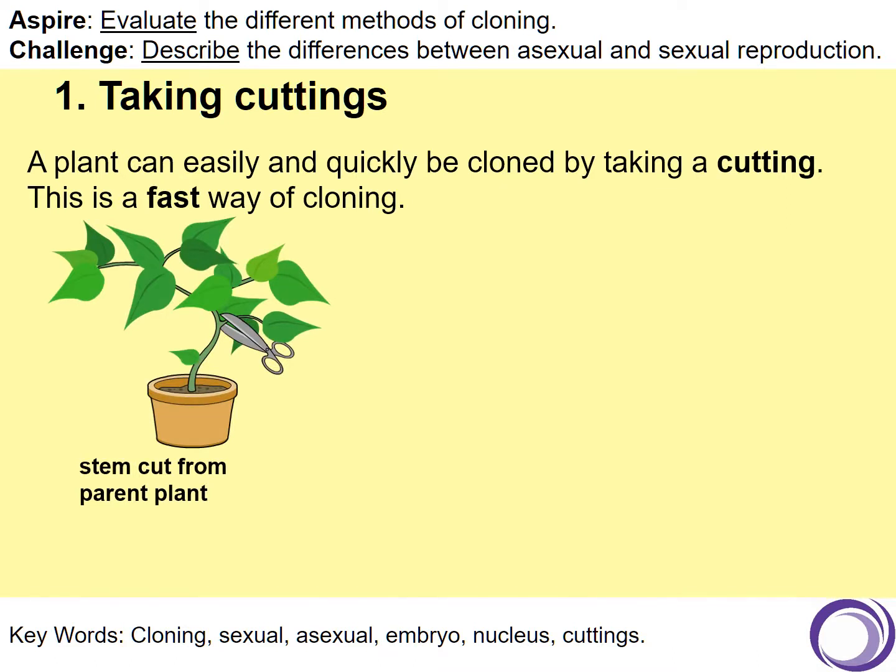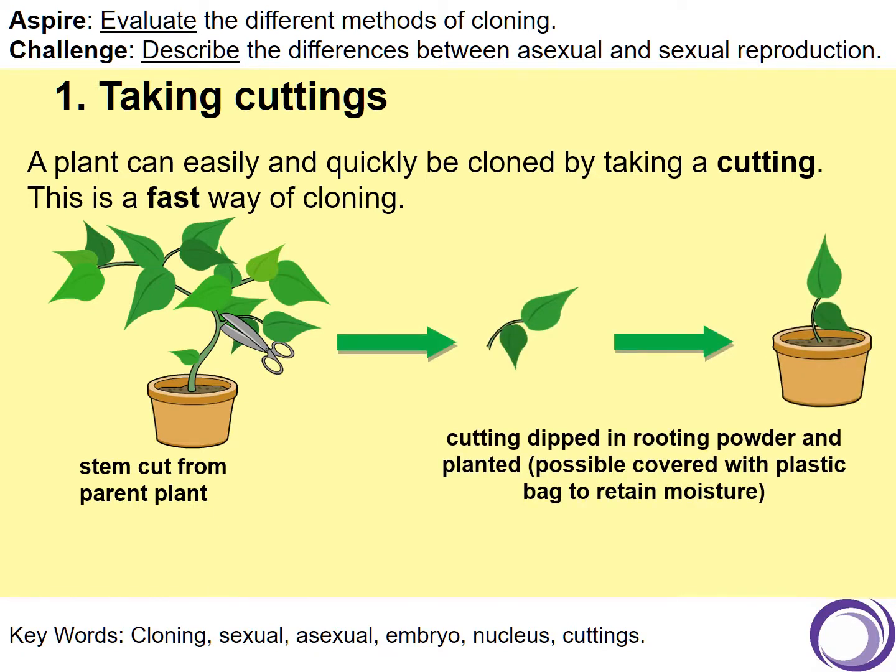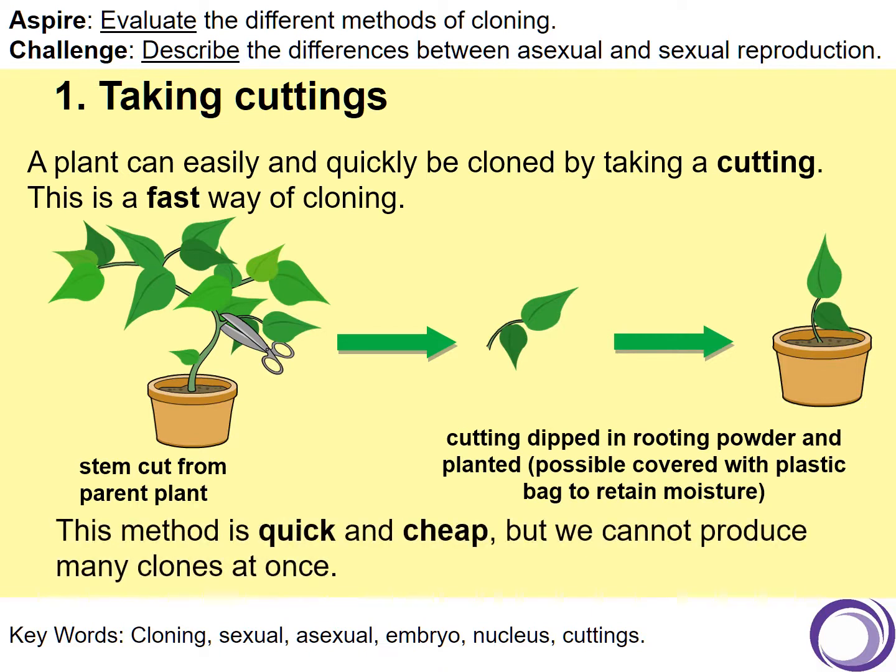So all you do is you take a bit of the plant, you cut it off, it might be one of the side branches, stem. You take that bit of plant, you dip it in some rooting powder, which would contain the hormone auxin that will promote growth in the plant, and you plant it into some compost. You might decide you're going to cover it with a plastic bag to retain moisture just for the first few days until that cutting gets going. This method is quick, it's cheap, but we can't produce many clones quickly.